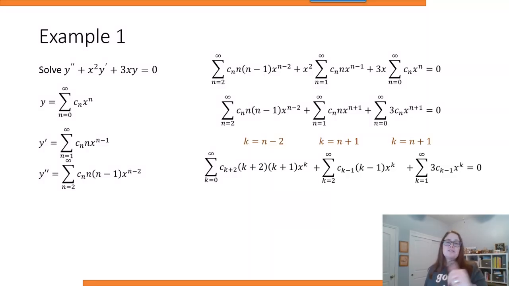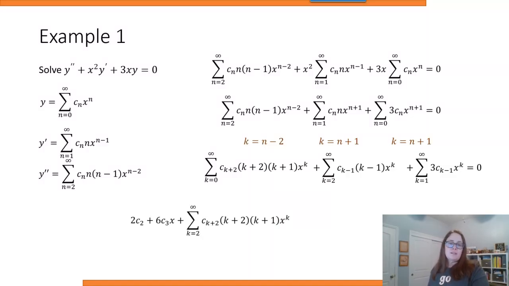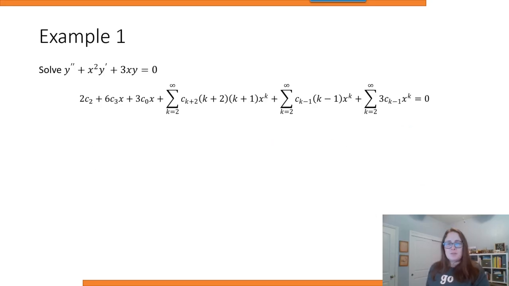So if I plug in 0 to the first one, I'm going to get 2c_2. And if I plug in 1, I'll get 6c_3 x. Okay, and so now my series that starts at k equals 2. The middle one, I don't have to do anything to. The third one, I'm going to pull out the first term. So 3c_0 x is going to be the first term that pulls out. And now all three sums start at k equals 2. Okay, let's clear the board and see what we do next.